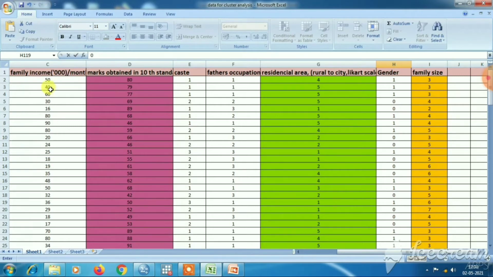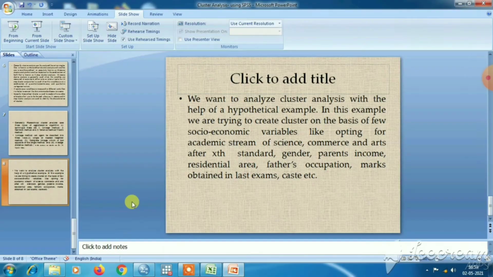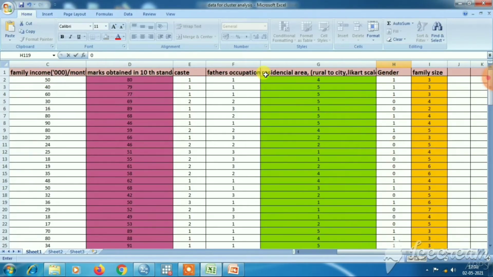Here family income is a continuous type of variable, taken as 1000 per month, and marks obtained in 10th standard is also a continuous type of variable. The family size is also a continuous type of variable, whereas gender is a binary variable. The residential area is taken as a qualitative variable, that means taken on a Likert scale.